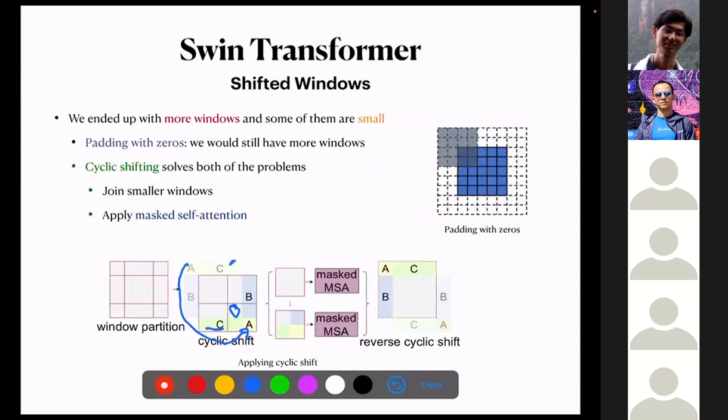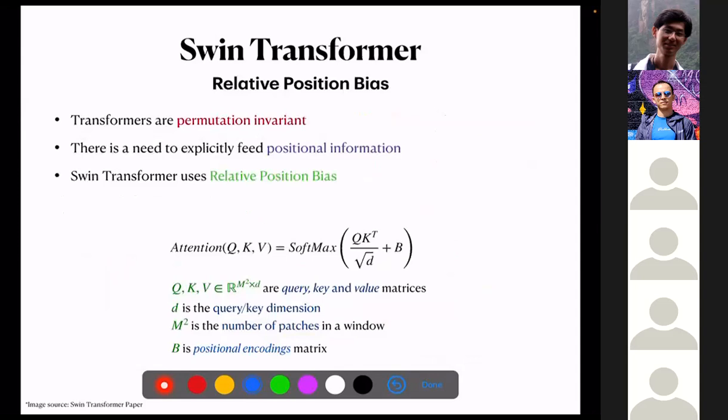And after this problem, they suggest the last thing called relative position bias. Again, transformers are permutation invariant and we need explicit position information. And therefore they use relative position bias. It comes from another paper, but I forgot to give the source. What they do is they alter the attention mechanism a bit and include a position encoding matrix, which is M squared by M squared, which captures the relative distance between every pair of tokens.